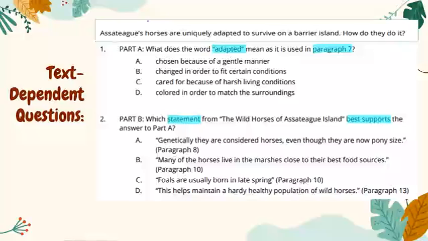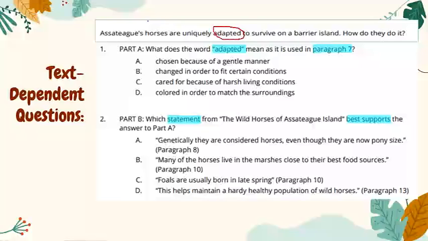All right, number 1, part A. What does the word adapted mean as it is used in paragraph 7? And paragraph 7 is actually in the box above the question. Assateague's horses are uniquely adapted to survive on a barrier island. How do they do it? So adapted means kind of changed to fit the environment.